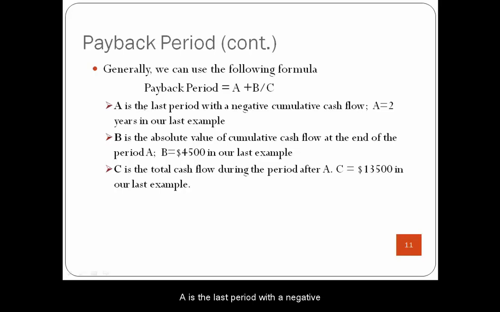question. A is the last period with a negative cumulative cash flow. So in our example, it's 2 years. B is the absolute value of the cumulative cash flow at the end of year 2 in our example. So in this case, it's 4,500. You don't want to have a negative number here, so just take the absolute value. And C is the total amount of cash flow during the period after A. So in year 3, remember A is 2 years, right? So after A, that's year 3, total cash flow during year 3, that would be the 13,500.